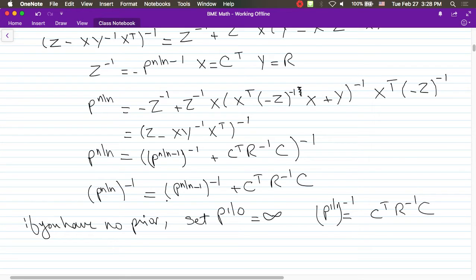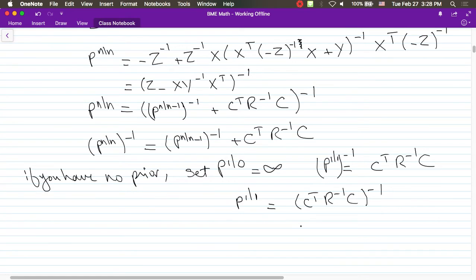So this equation is useful because what it tells us is that if we start with absolutely no knowledge about the state of our system, P of 1 given 0 is infinity, then P of 1 given 1, after we take a data point, is going to be C transpose R minus 1 C. So P of 1 given 1, after we take our data, is going to be C transpose R minus 1 C inverse.